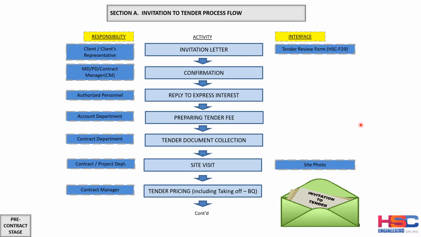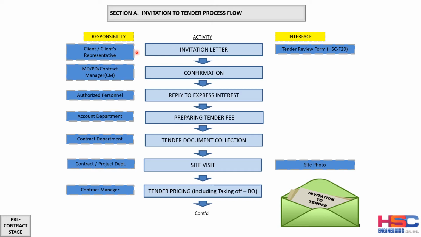The first section, section A, is the overall process flow from the invitation to tender until the submission of the tender. So this will be a very brief overview of what will happen throughout the entire tender stage process. First of all, this is the process flow for the construction company who is bidding for the project. We have here the responsibility, the activity involved, and the interface.